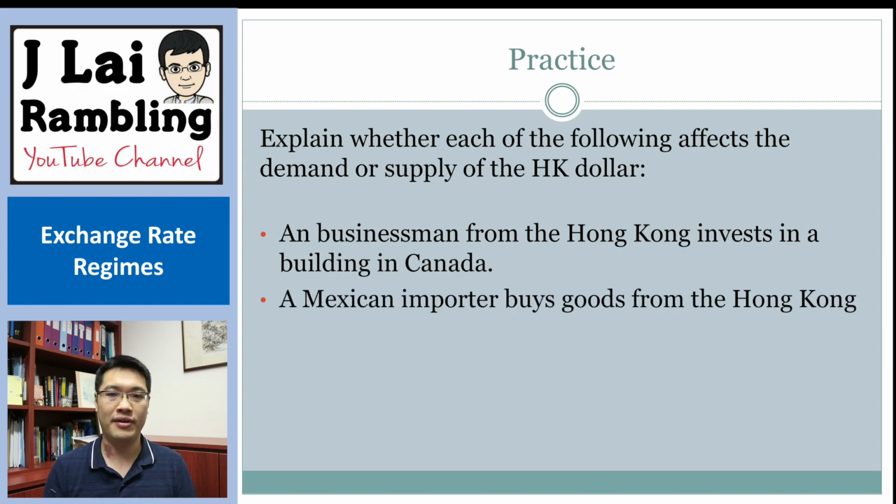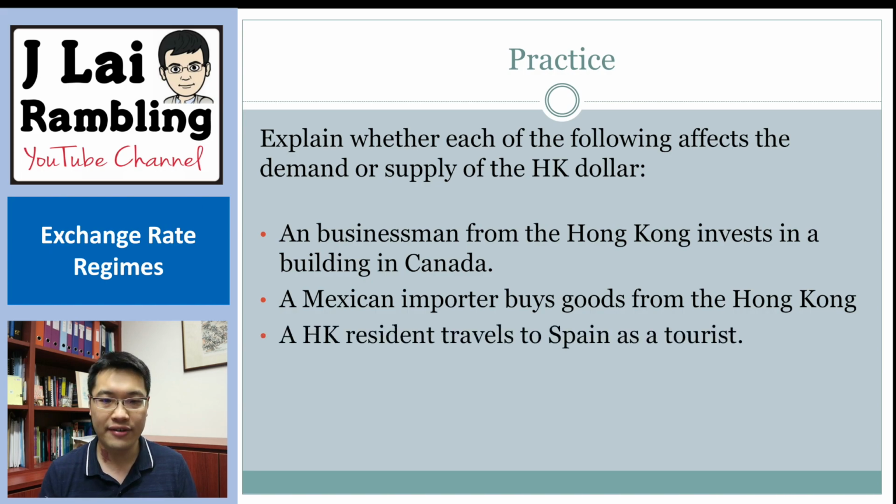Mexican importer buys goods from Hong Kong. When they buy goods from Hong Kong, they need to pay in Hong Kong dollars. Therefore, the demand for Hong Kong dollars increases. Hong Kong resident travels to Spain as a tourist. When a Hong Kong resident goes to Spain, he needs to exchange for euros. Not Spanish dollar, students also tell me Spanish dollar. No, it's euros. They need euros. So they buy euros. With what? With Hong Kong dollars. So they have to sell off the Hong Kong dollars. So it's affecting the supply side.